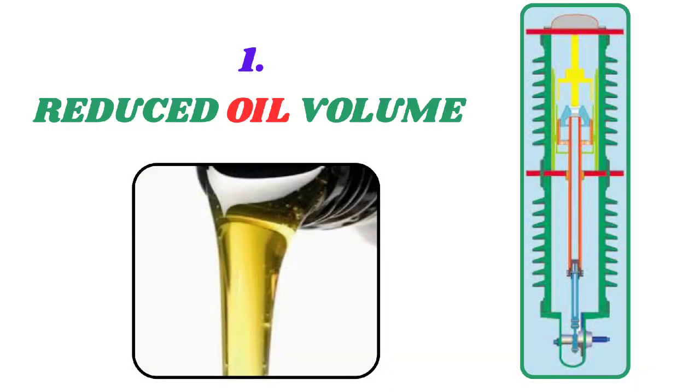1. Reduced oil volume. One of the most significant advantages of minimum oil circuit breakers is the reduced oil volume. Having less oil, the risk of fire and leakage is significantly reduced, making them a safer option for many applications. This reduced oil volume also makes them more environmentally friendly and easier to handle.